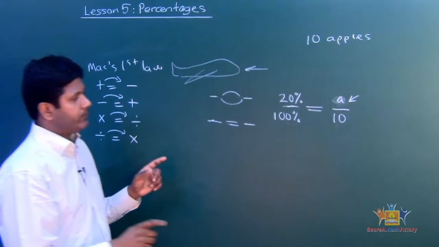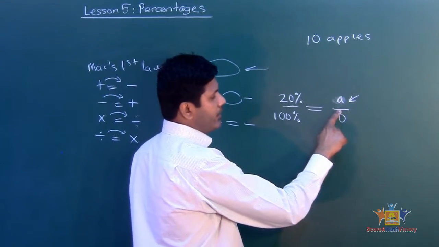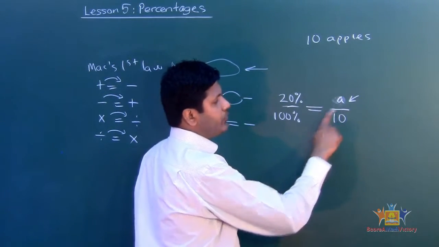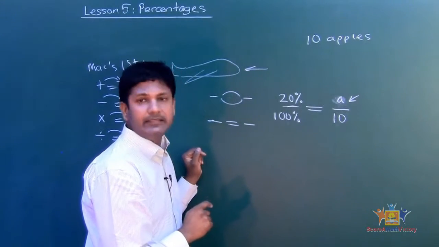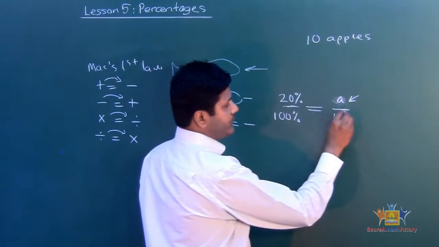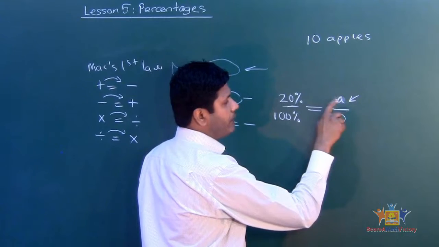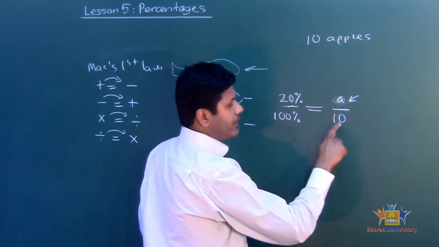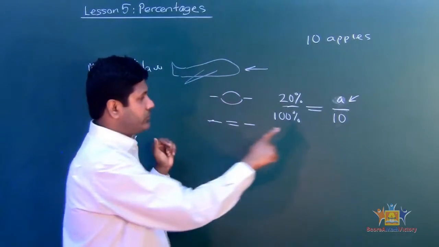Now, look at this one: A over 10. What is 10 doing to A? It's dividing. See that? That's a division. I'm looking for A, so I have to isolate A. That means I have to move 10 across the bridge.